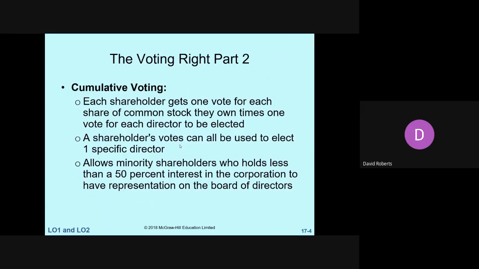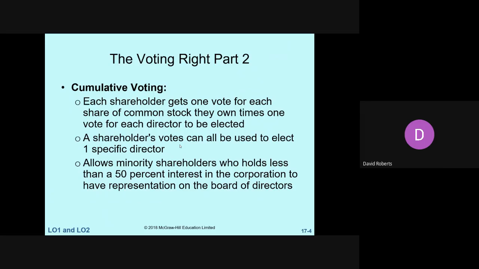So rather than having to vote for director A, B, or C, you can take all of your shares and vote for director B. And that will give you the ability to at least potentially vote in a certain number of directors. The reason why this is done is to give people who have a minority share at least a voice on the board of directors. So you may not control the board of directors, but at least you can have some representation.